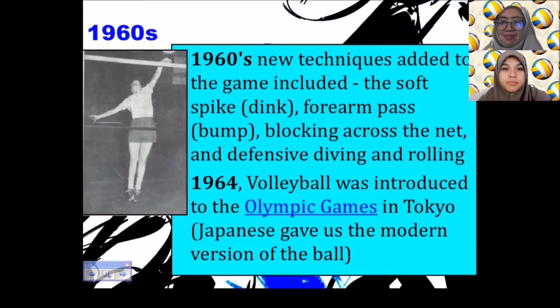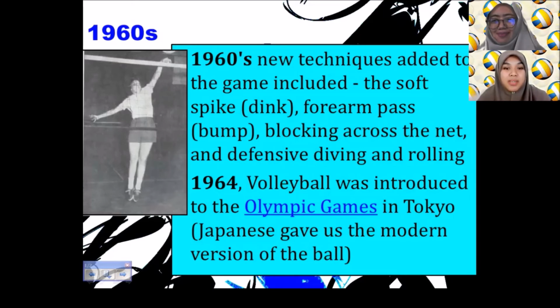So this is what happened in the 1960s. Yet another technique was added into the game. So it's the spike, the forearm pass, blocking across the net, defensive diving, and rolling. Volleyball is now slowly developing more skills, so we can play much more efficiently.